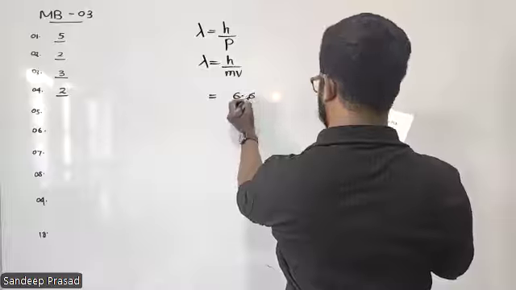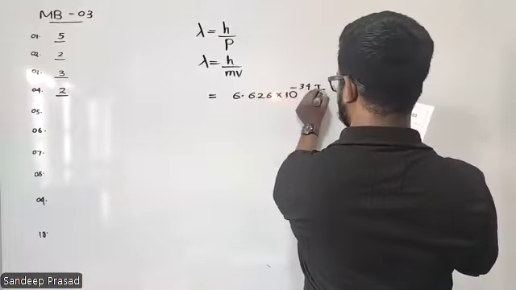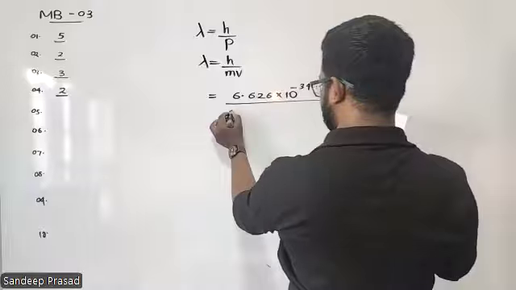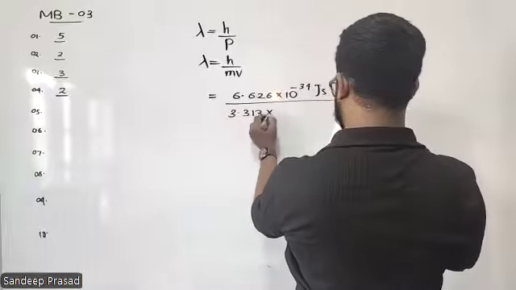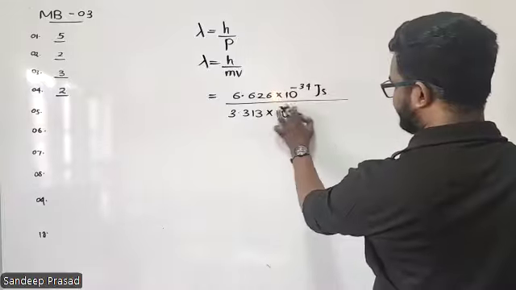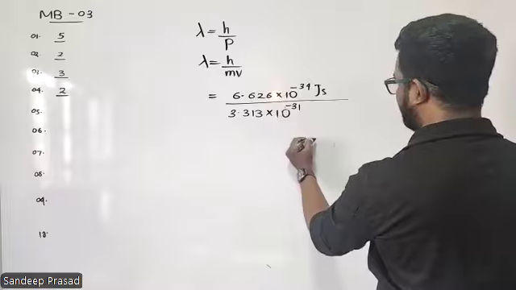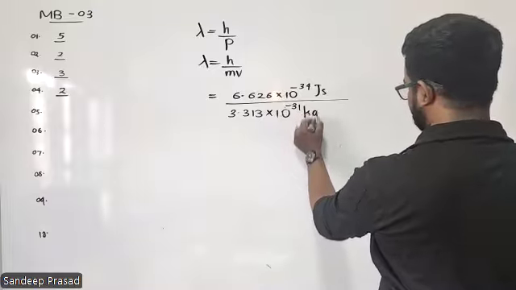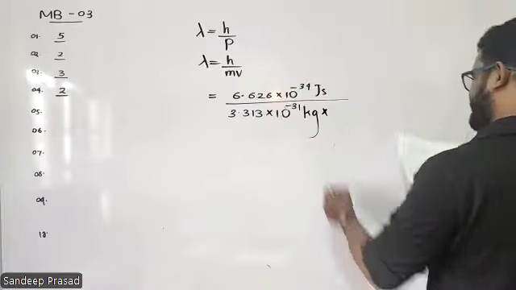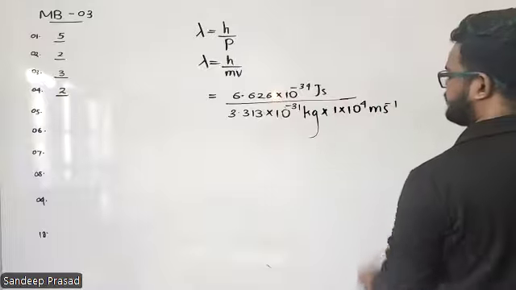Planck's constant is 6.626 × 10 to the power minus 34 joule seconds. And the mass of the particle is 3.313 × 10 to the power minus 28 grams. I will convert that into kilograms. Then you have to divide by 1000, that means multiplied by 10 to the power minus 3, so kilograms here. And the velocity is 1 × 10 to the power 4 meters per second.